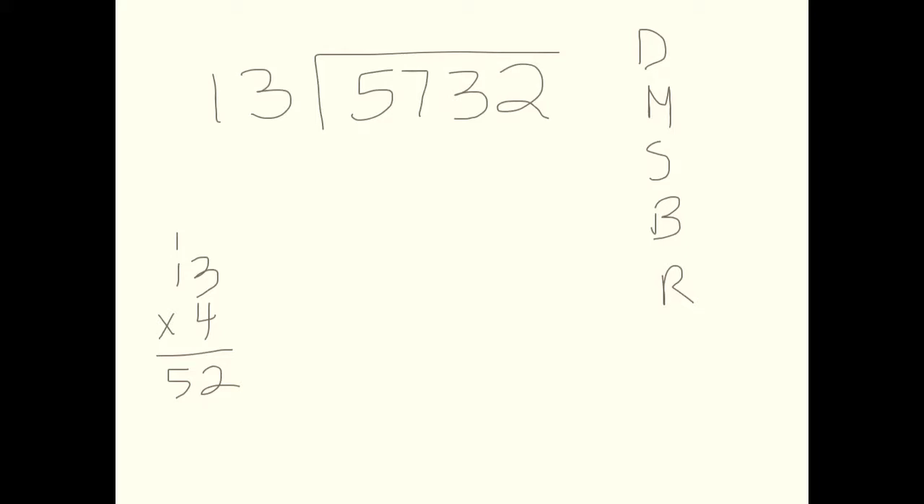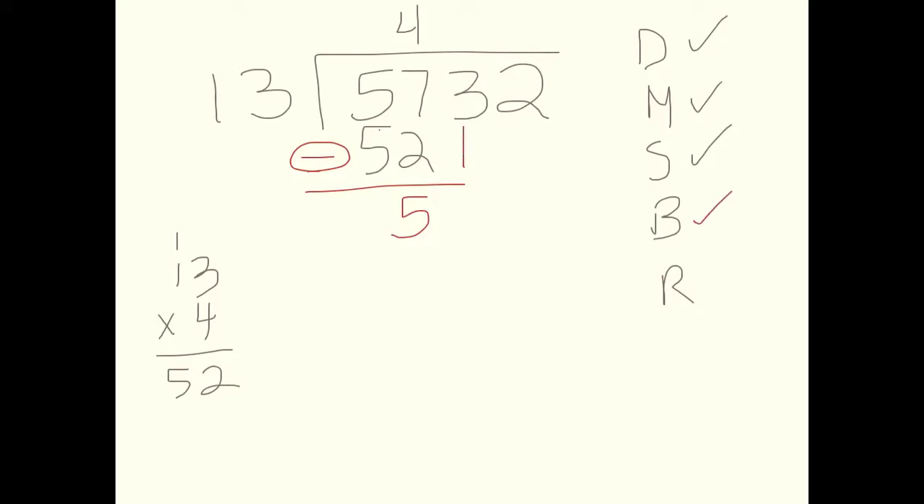As you can see, 13 times 4 is 52, so we put our 4 up in our quotient, and 52 is our multiplying. So we have divided 57 by 13 and got 4, and then we've multiplied 4 times 13 to get 52. Our next step would be to subtract. So we subtract 57 minus 52 and get 5. Our next step would be to bring down, and we'll bring down our 3 to get 53.